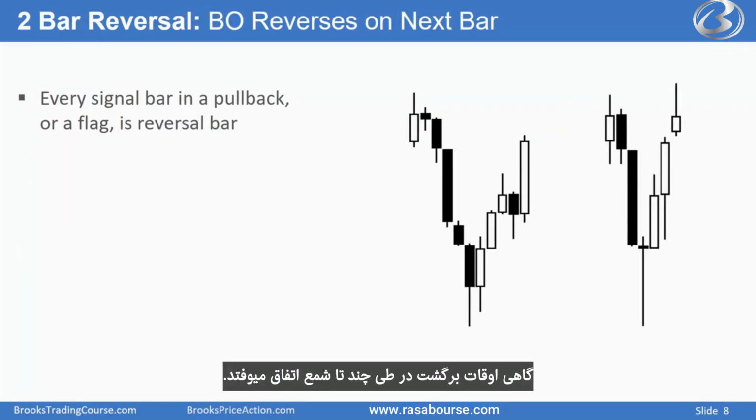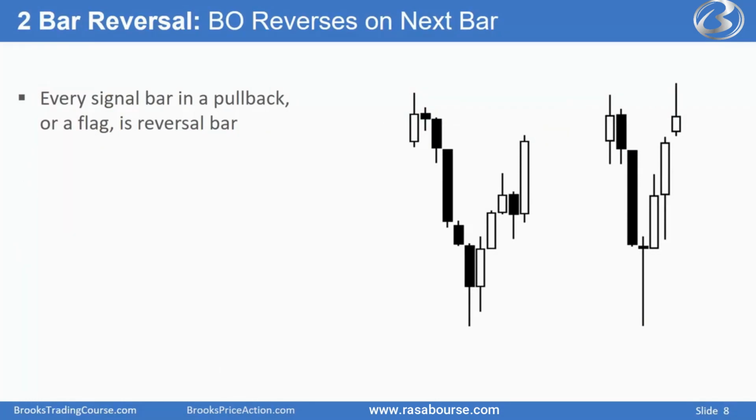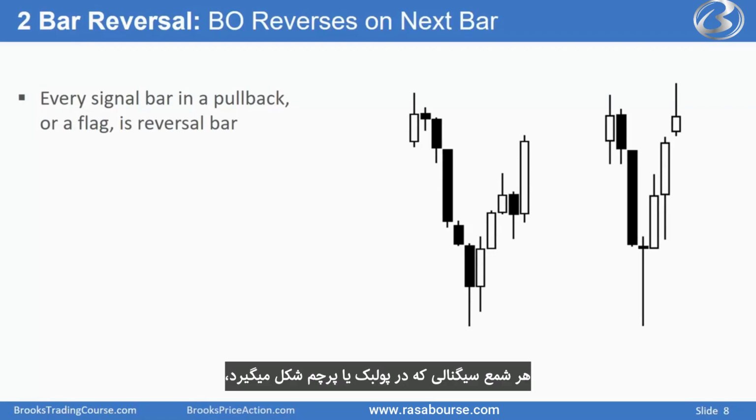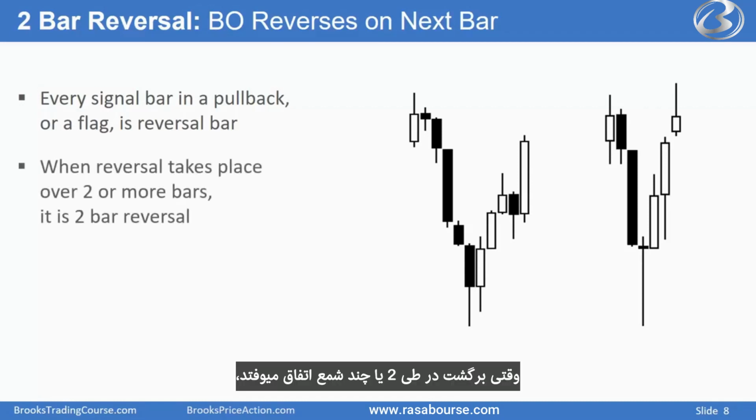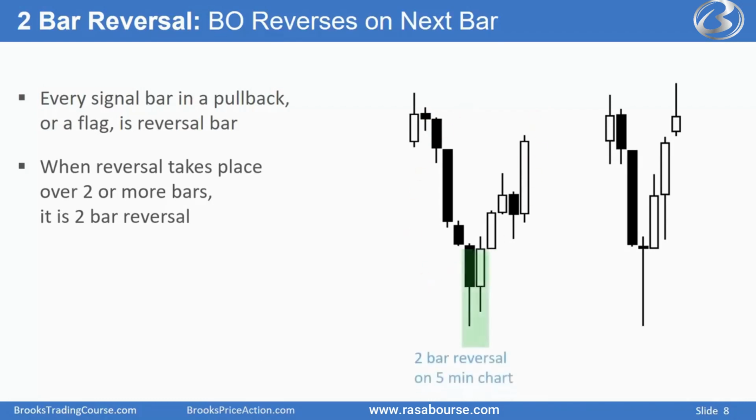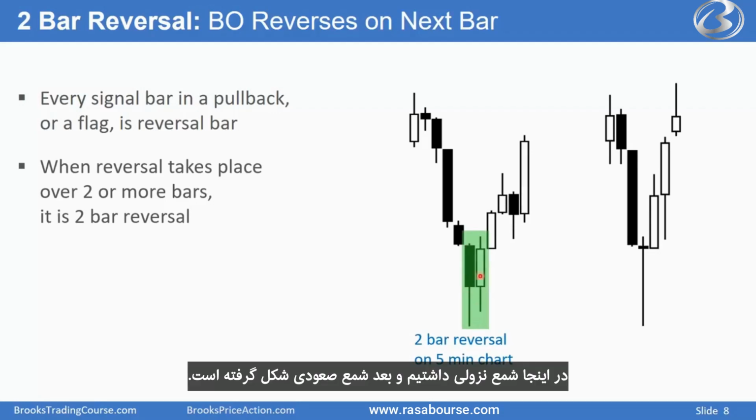Sometimes reversals take place over more than one bar. Every signal bar in a pullback or in a flag is a reversal bar. And when the reversal takes place over 2 or more bars, it's a 2-bar reversal or a multi-bar reversal. So look at this. We sold off, we reversed up. Let's say this is the 5-minute chart. We sold off, reversed up. We reversed over the course of 2 bars. It's a 2-bar reversal.